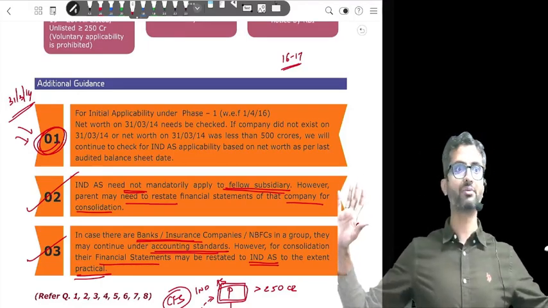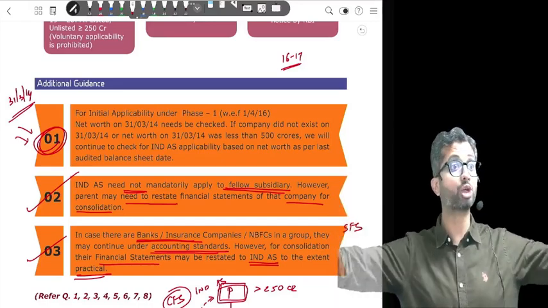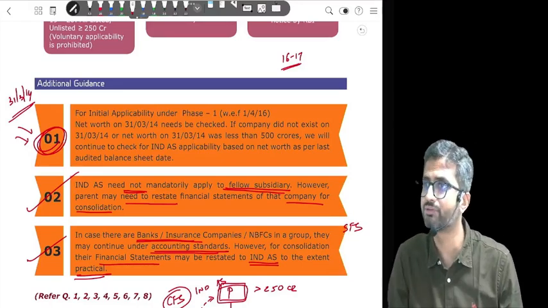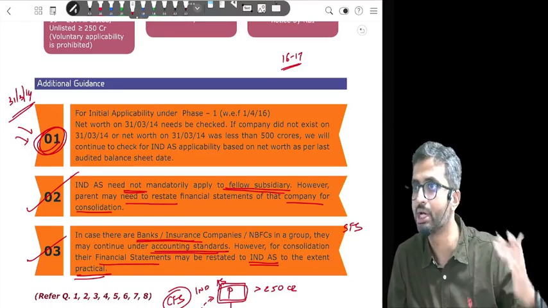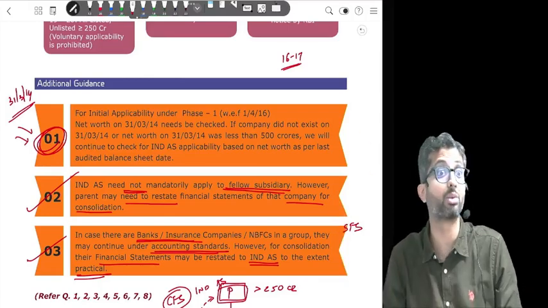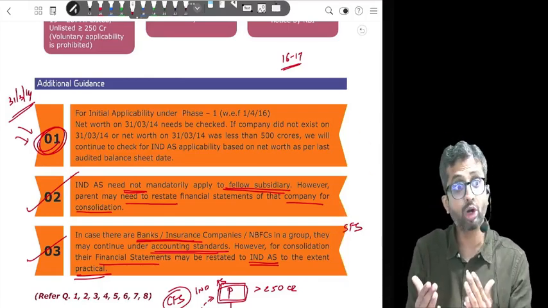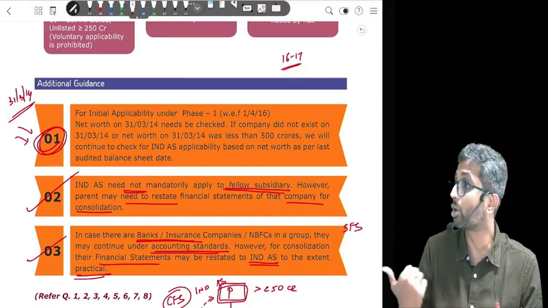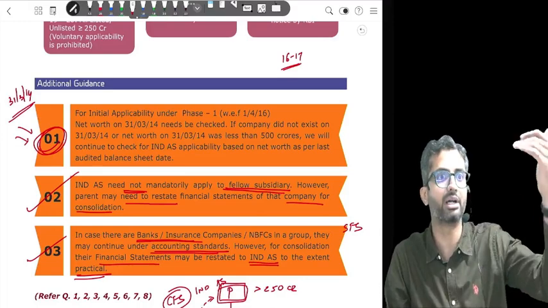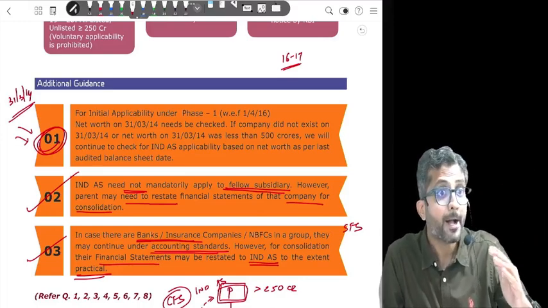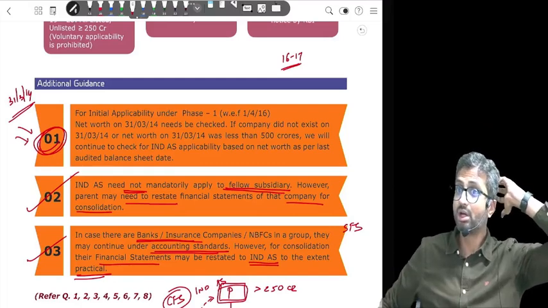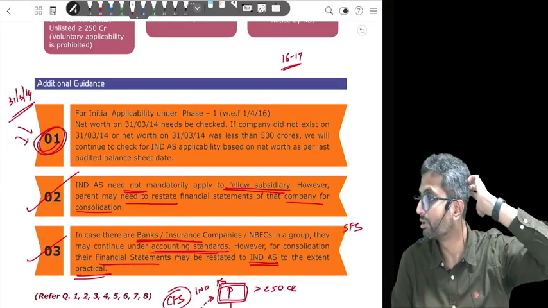Perfect. What if my net worth falls? I had a 505 crore net worth. Suddenly there are huge losses. My net worth falls to 200 crores in the year 31st March 15. You understand? I can have losses. Net worth falls to 200 crores in 31st March 15, 31st March 16, whatever. So there is a conflict. If I look at the last audited balance sheet, my net worth is only 200 crores. It's a big number, but it is less than the cutoff. But if I look at 31st March 14, my net worth is 500 crores. Do I need to follow Ind AS?